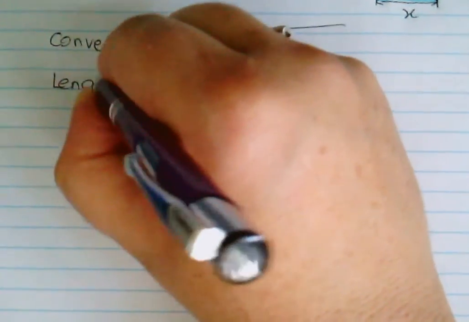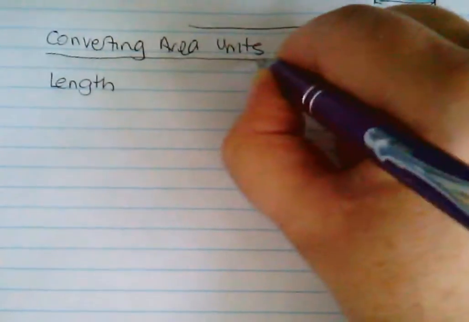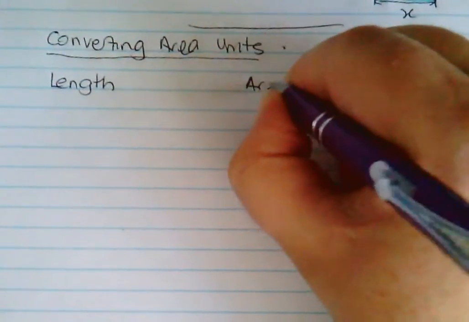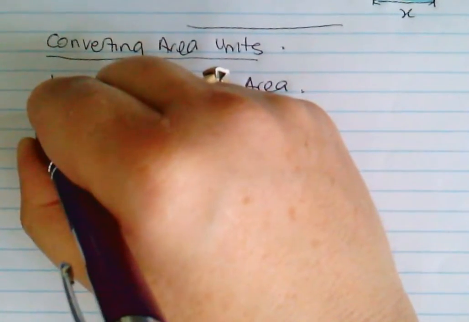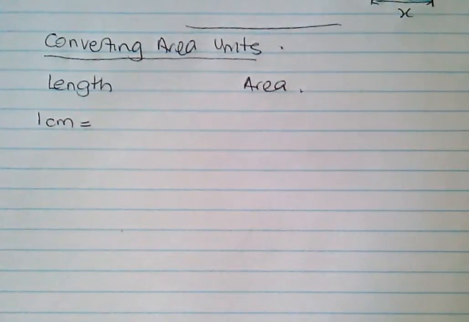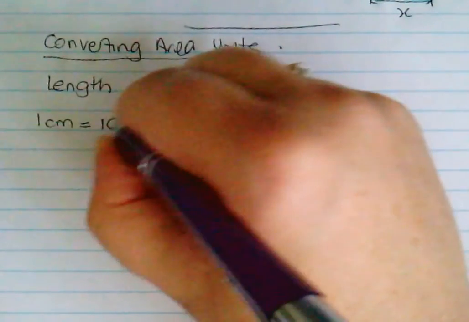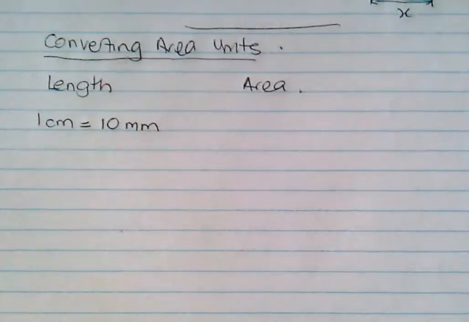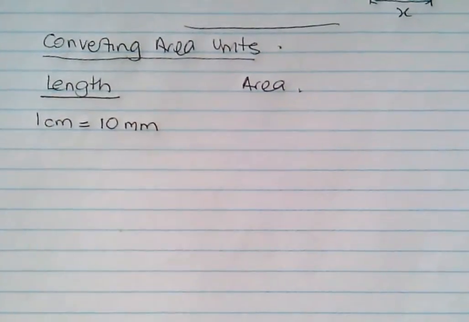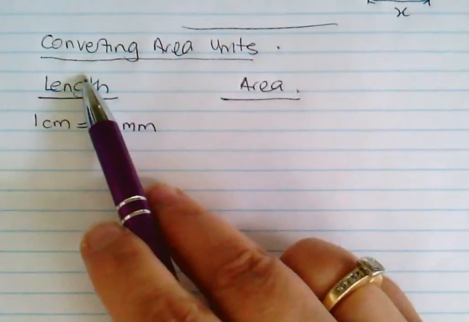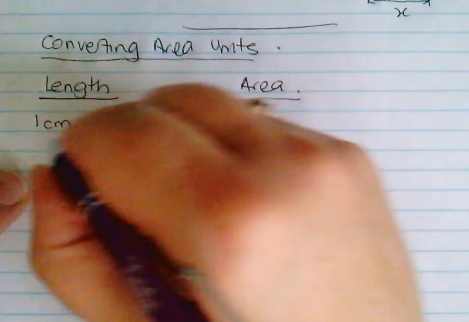When we convert area units, I'm going to convert length units first and then the area units. So, for example, we know that 1 centimetre equals how many millimetres? Anyone? 10 millimetres. So that's the conversion of length. When you've got squared units, you're converting area. When you're converting length, they're ordinary units. So length conversion, 1 centimetre is 10 millimetres.